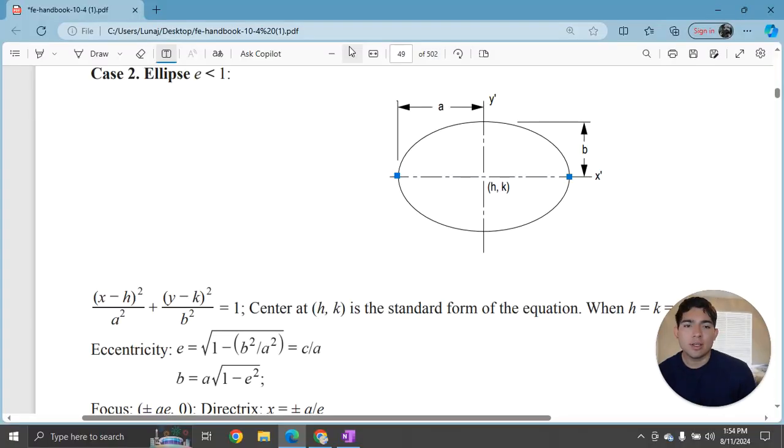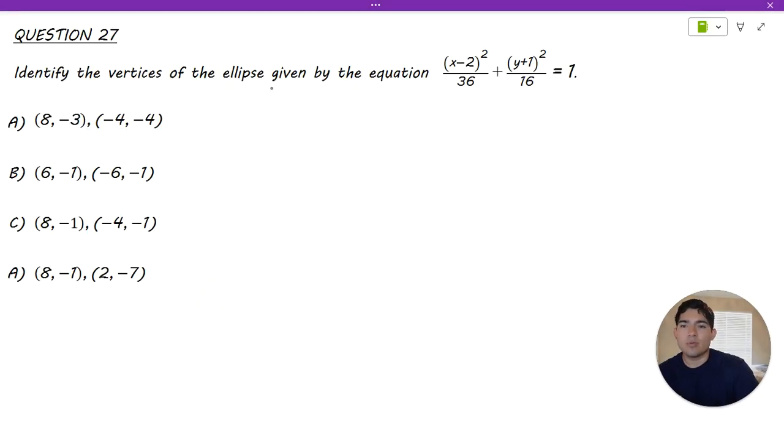So taking a look at the FE reference manual once again, you'll see the diagram of an ellipse. The vertices of the ellipse are going to be basically where these blue dots are. So it's going to be the most extreme ends of the ellipse. And those most extreme ends are going to be basically at the end of the major axis for the ellipse. So take a look at this diagram and just keep in mind where the dots are is where the vertices are, okay? So going back to our problem, we need to find the vertices of this equation.